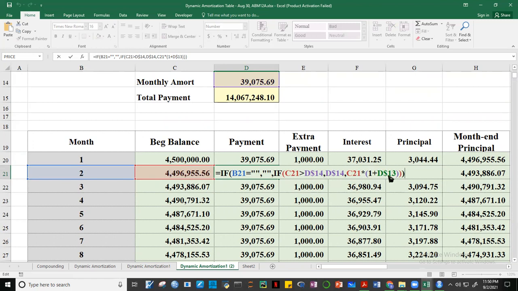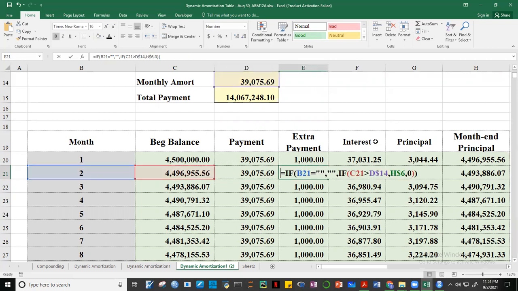and then times the interest that will be incurred on the beginning balance. So if this is 10,000, and since it's less than the monthly amortization of 39,000, we will not pay 39,000. We'll just pay the 10,000 plus the interest on the 10,000. So that's this one. This is the beginning balance, and then we add the interest on the beginning balance.